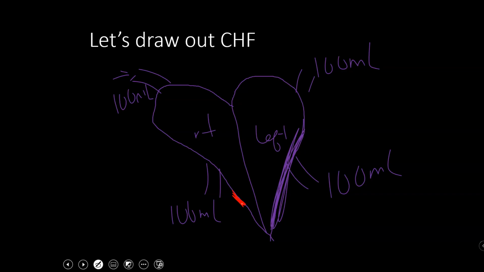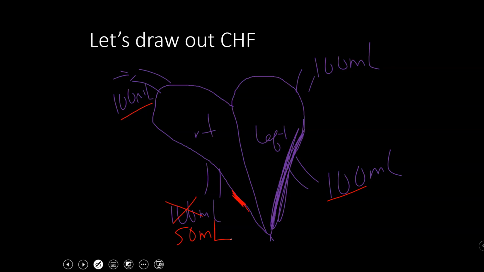Left side is still just fine, so it's still pumping out 100 mils. 100 mils is still coming back to us on this side, but because of this damage in the wall right here, the right side can no longer pump out 100 mils of blood. It's not strong enough to do that. So now, just to keep our math simple, we're going to say that it's only capable of pumping out 50 mils of blood.